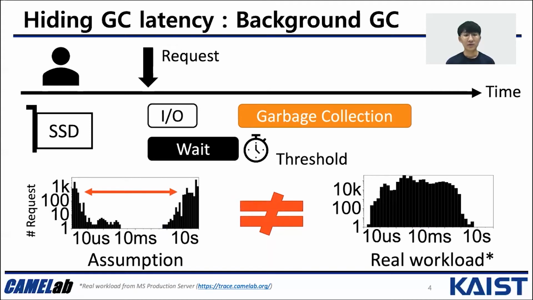However, we observed that such an assumption does not match real workloads, as shown in the histogram below. Therefore, the rule-based methods fail to accurately predict the future request arrival, which leads to poor scheduling that exposes GC-induced delay to the user.